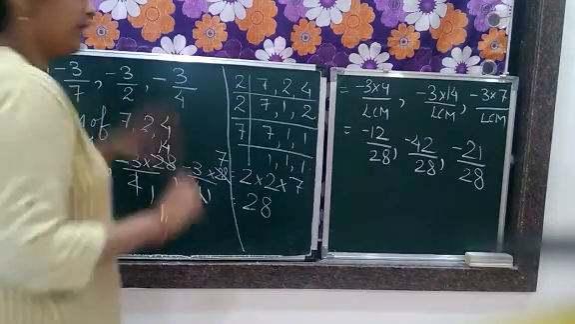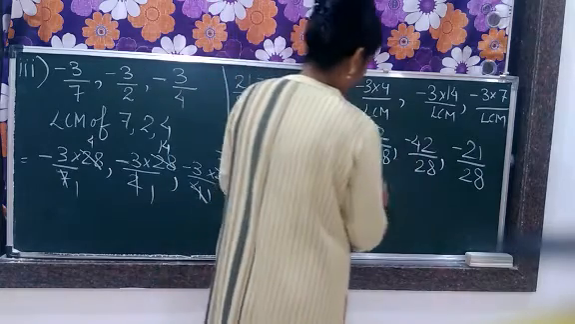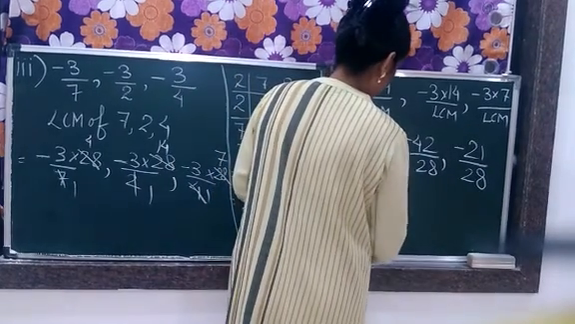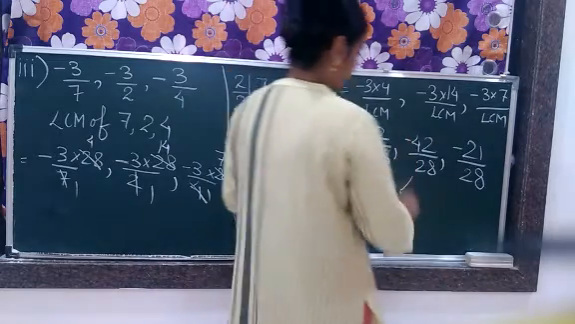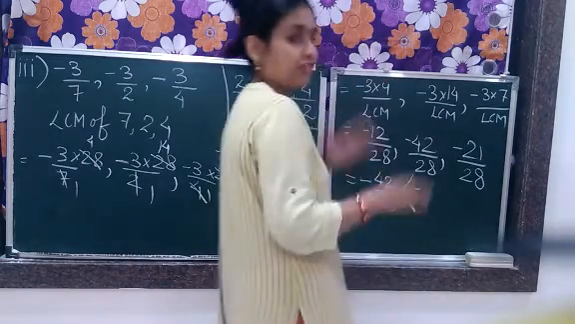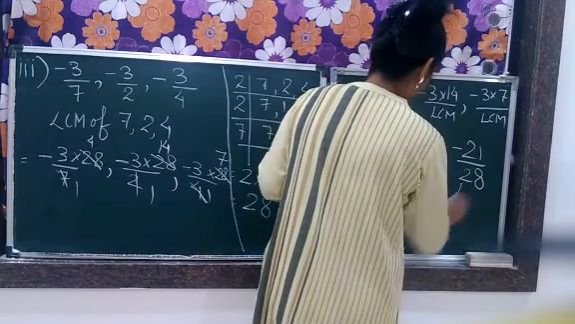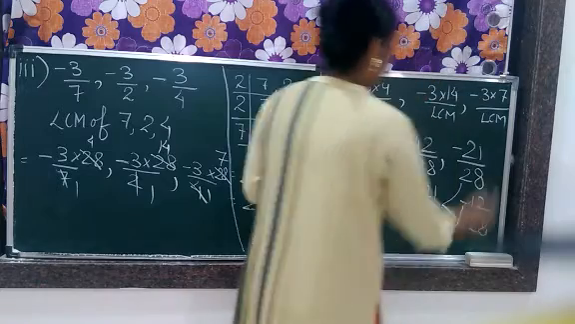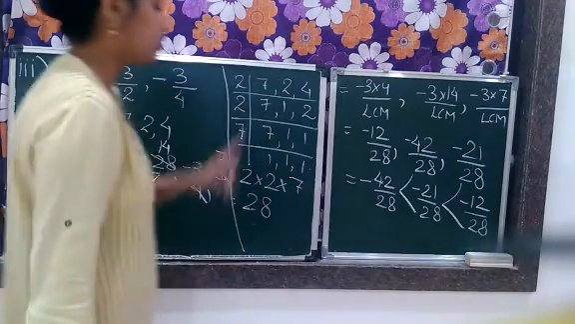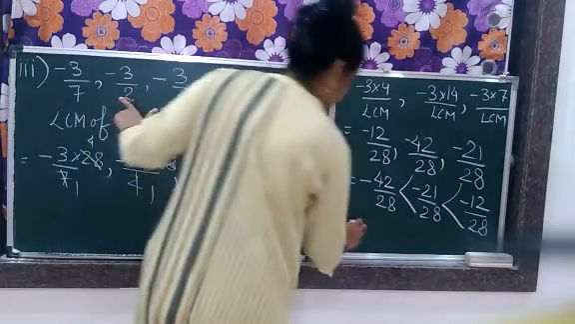Who will be on the leftmost side? 42. Then who will be next, means after 42? And then finally we have minus 12 by 28. So 42 by 28 is representing what? The middle number.